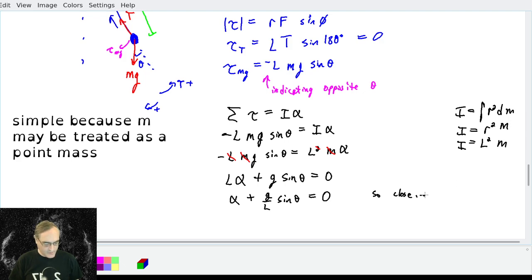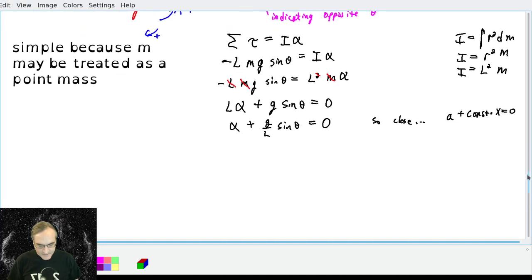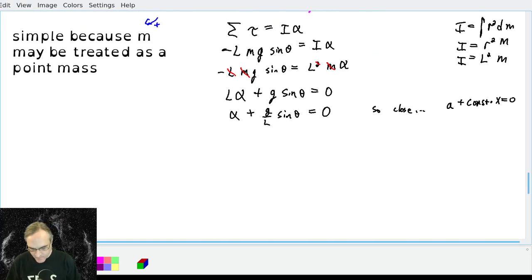So close and yet so far. We're really looking for something that has a form like a times some constants, a plus some constants times x is equal to 0. And if it weren't for that sine, we'd actually be there. So this is where we get the one change that's true for pendulums relative to masses on springs.